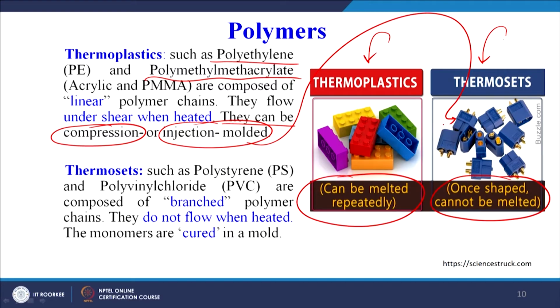Whereas the thermosets, such as polystyrene and polyvinyl chloride, are composed of branched polymer chains. They do not flow when heated, but they will burn out on excessive heat. The monomers are cured in a mold. So we can see these are molded. Thermoplastics are molded, whereas thermosets are cured. Chemically we accelerate the polymerization process by adding a hardener, and then after a sufficient amount of time, depending upon the type of thermoset we are using, they will get solid or cured.